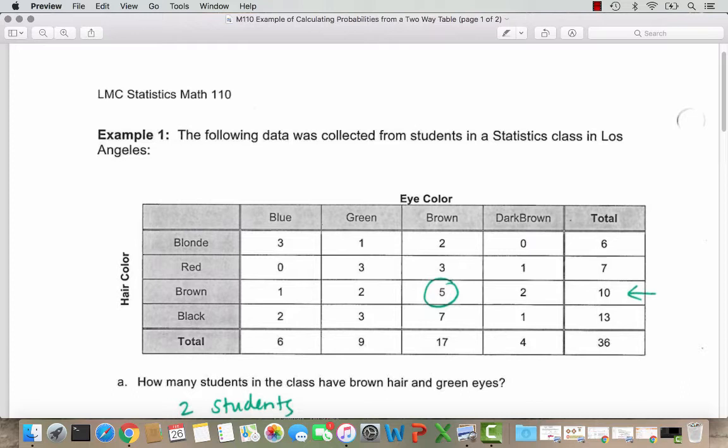Our second categorical variable we're studying is hair color. So over here on the vertical part of the table, corresponding with the rows, we have the different hair color choices. The hair color choices for this class were blonde, red, brown, and black. Our totals for these hair colors are over in the furthest column over, so we've got totals corresponding with each hair color.